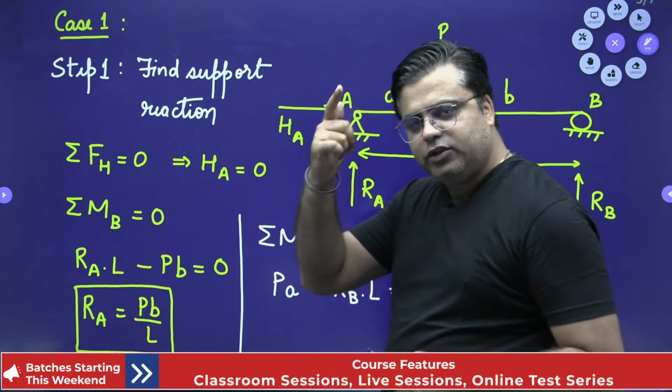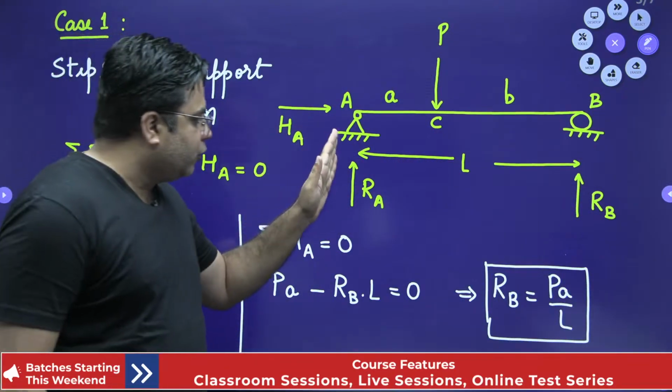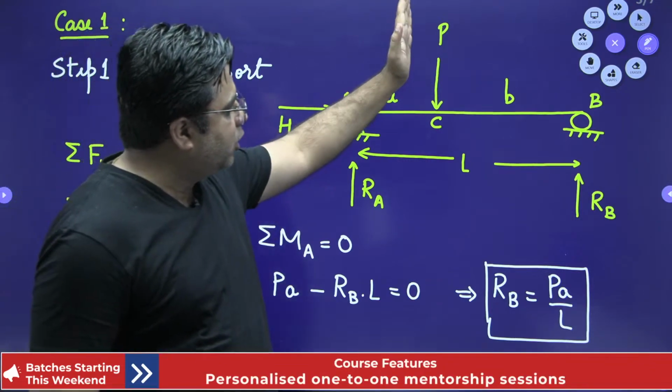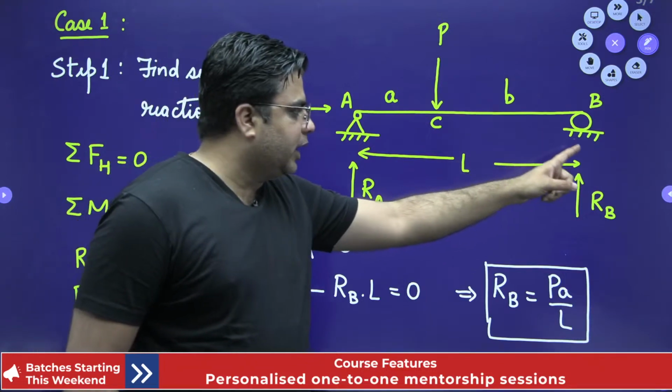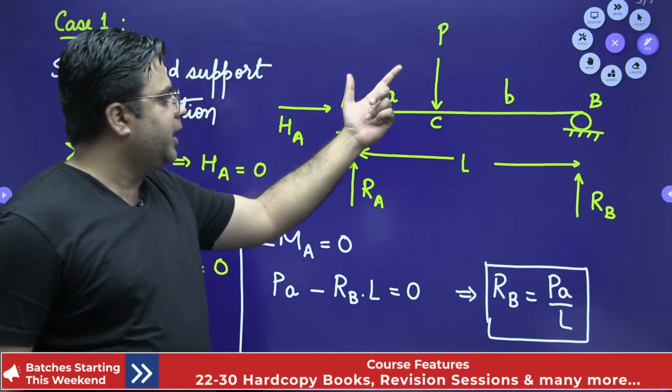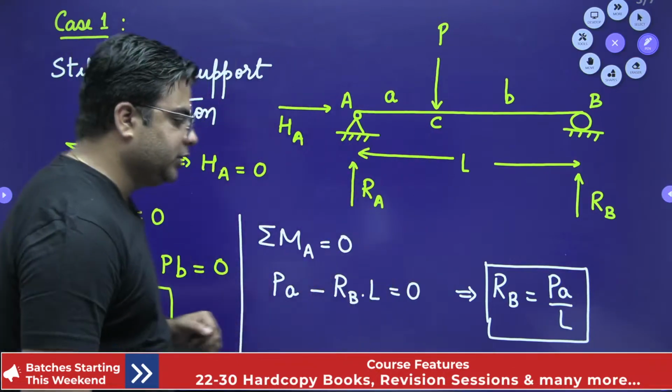So the first thing you should remember for calculating the support reaction is, if you have to calculate Ra, Ra is load multiplied by the other distance divided by L. And if you have to calculate Rb, it is load multiplied by this distance divided by L. Right? I'll give you one quick question, you try and solve this.